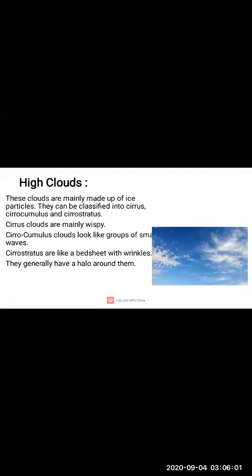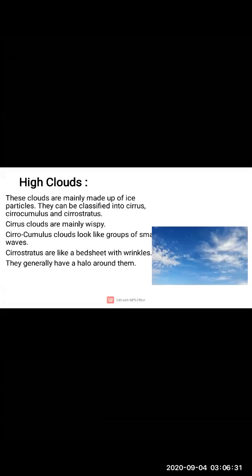High clouds are classified into three categories: cirrus, cirrocumulus, and cirrostratus. Now see, what are cirrus clouds? They are mainly wispy. Wispy means they are very thin in size. Cirrocumulus clouds look like a group of small waves. They appear as a group of small waves, children.